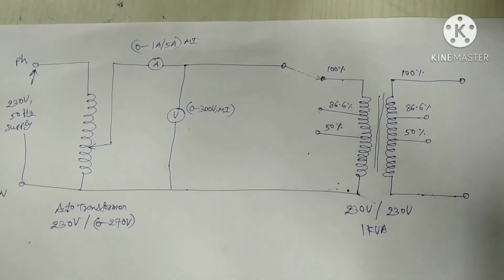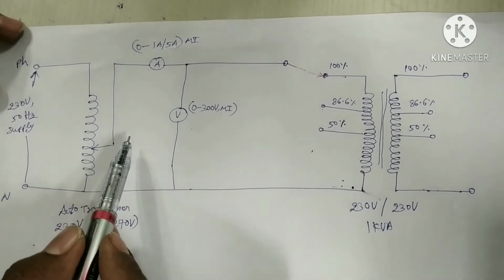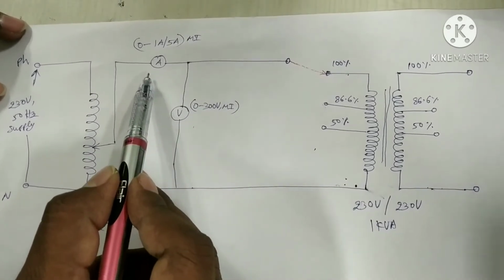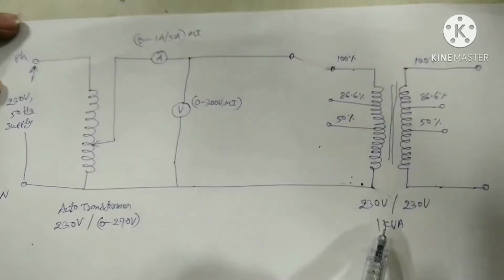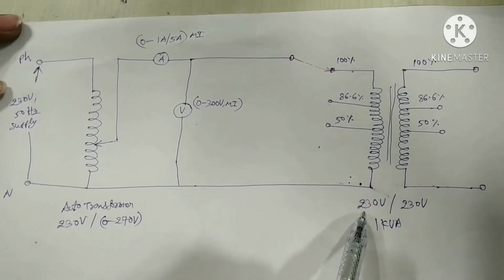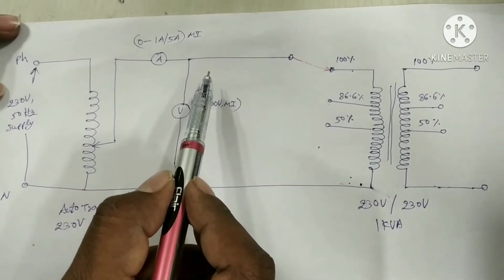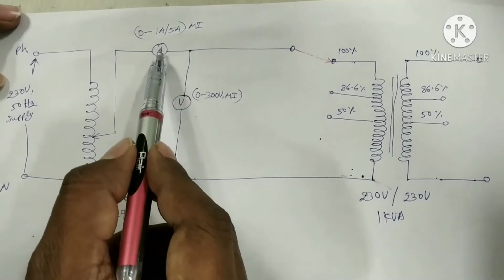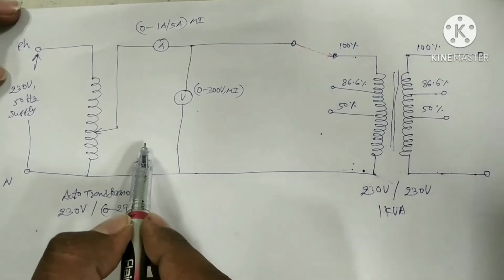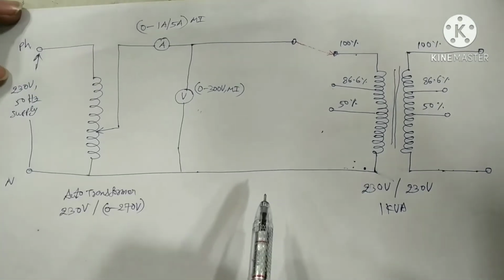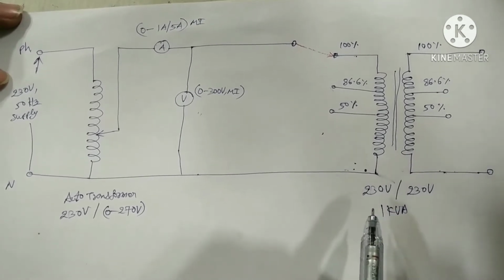For 50% turns, we have to gradually increase the auto transformer output. Then we have to see the ammeter reading. If the ammeter reading is more than the rated current in the winding, that is, here rated current will be 1 kVA by 230 volts, that is 4.3 amperes. If it reaches 4.35 amperes in the ammeter, then we have to stop increasing the auto transformer output. Then we have to note down the voltmeter and ammeter readings, and then observe the noise intensity in the transformer.